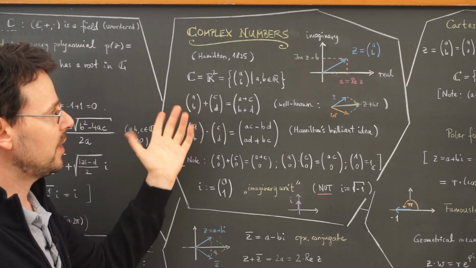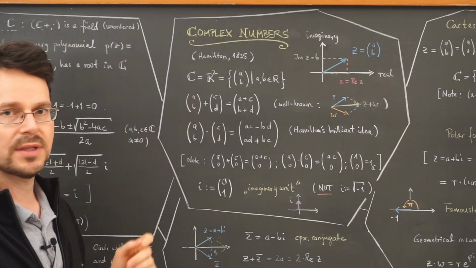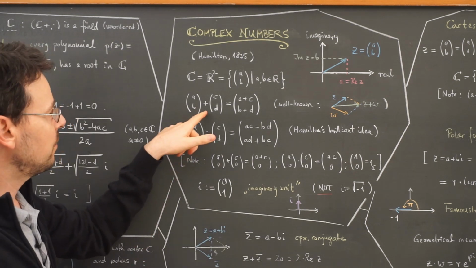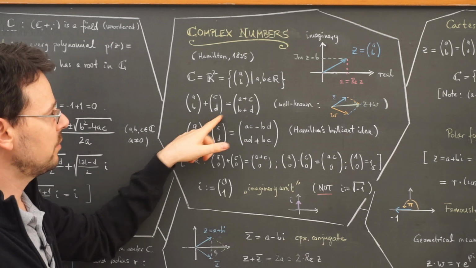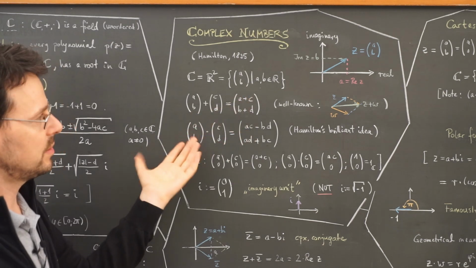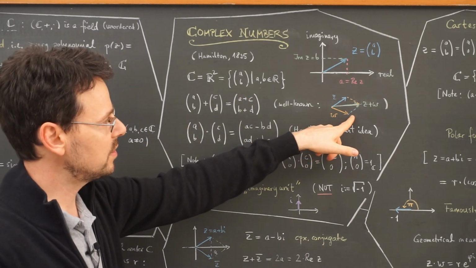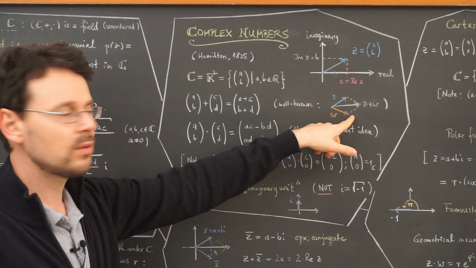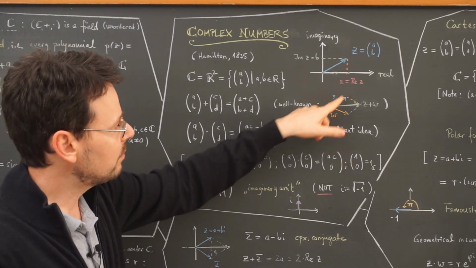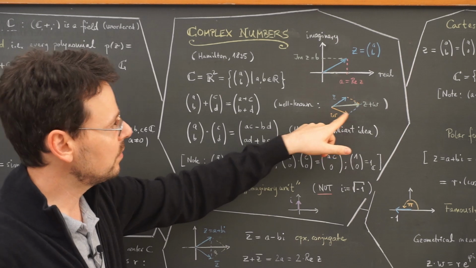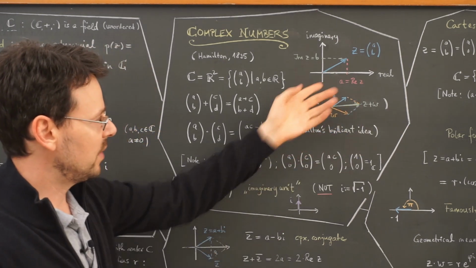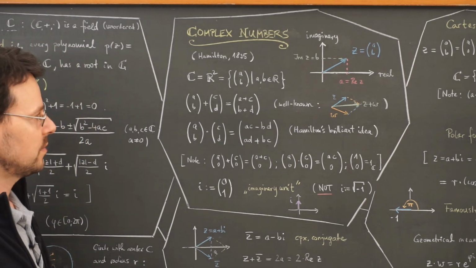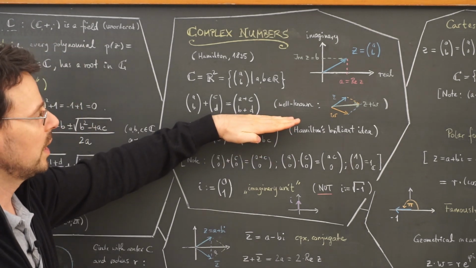So then Hamilton defined 2 operations on this set of vectors. The first is the well-known vector addition. I add 2 vectors by just adding their components. Geometrically, this is the well-known parallelogram law. If I have a vector z and a vector w, their sum corresponds to the diagonal in the parallelogram that is spanned by these 2 vectors. So this was nothing new.